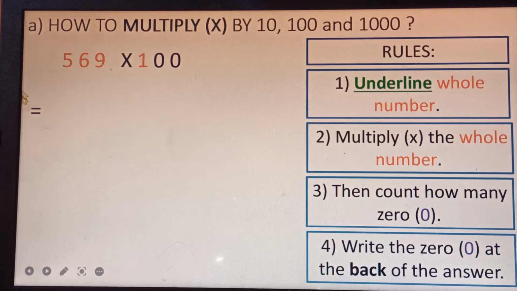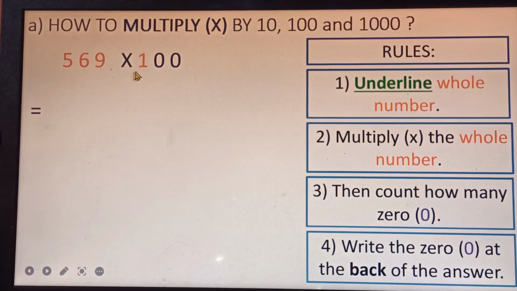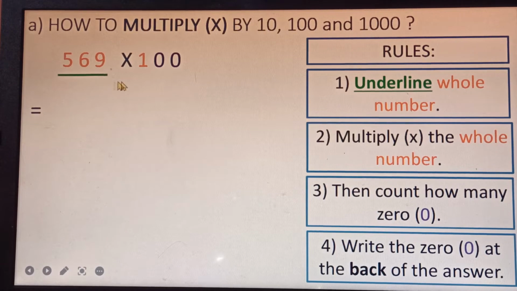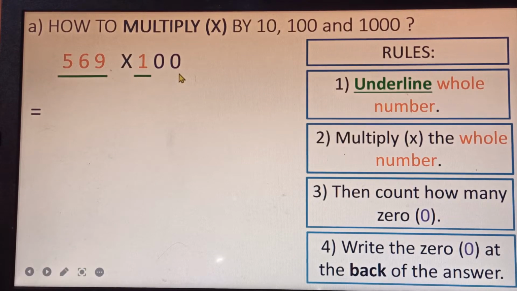Okay, next one, 569 times 100. Now cikgu times by 100. Okay, now how about you times by 100? Tadi 10 ini kali 100 lagi. Okay, again, use the rule. Underline the whole number. Which do you think is the whole number? Yes, 569. And what is another whole number yang dikali itu? Yes, 1, isn't it? Selain dari 0. That is the whole number.